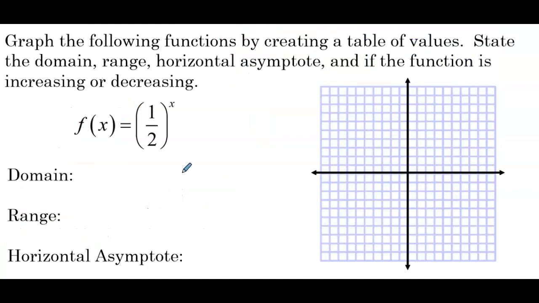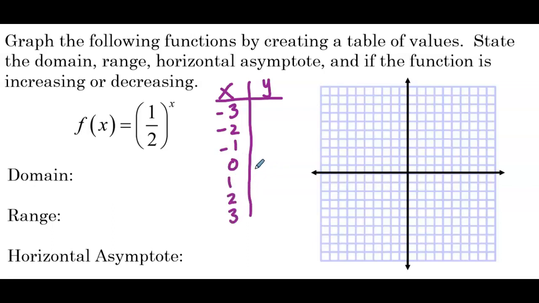Now our function is f of x equals 1/2 raised to the x. So we'll create our table of values. So in this case, we'll go -3 to 3 again. Okay, so 1/2 to the 0, that's 1. 1/2 to the first, that's 1/2. 1/2 squared is 1/4. 1/2 cubed, that's 1/8. If we plug in -1, well, 1/2 to the negative first is 2 to the positive first, which is just 2. 1/2 to the negative second is going to be 4. And 1/2 raised to the negative third is going to be 8.